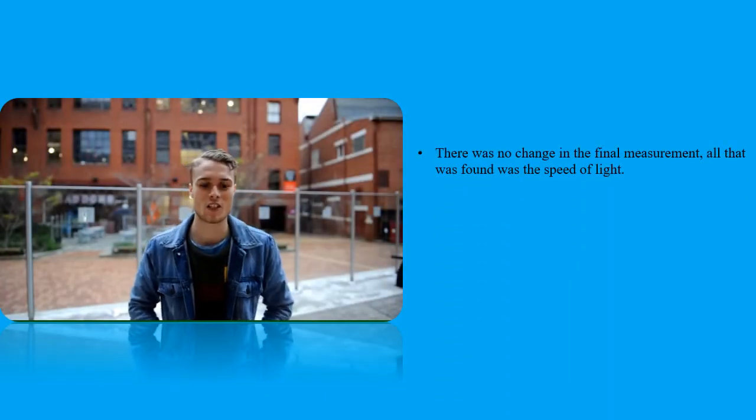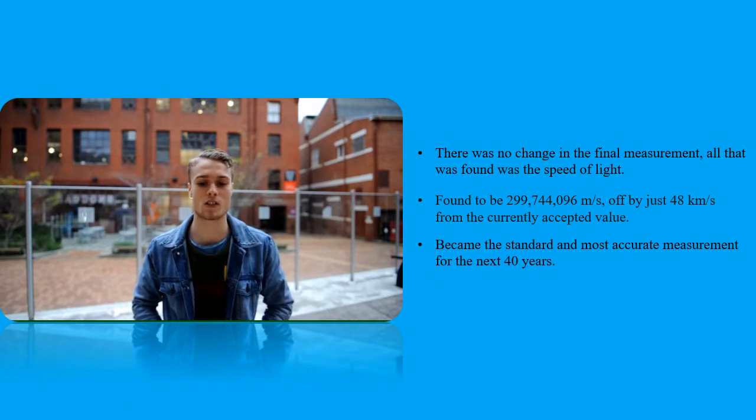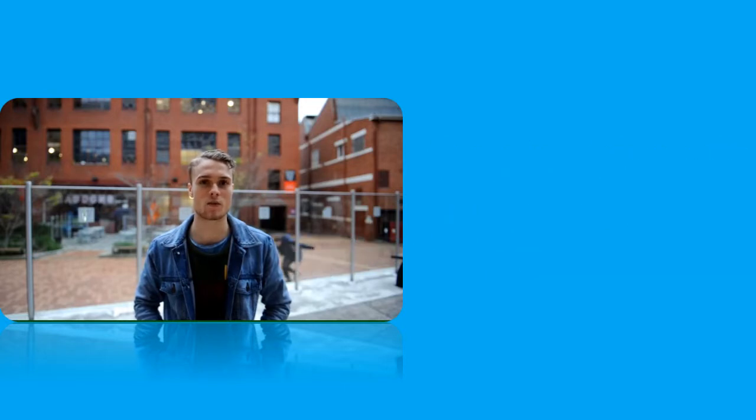As there was no change in the final measurement, all that was found was c, which is calculated to be around 298 million meters per second. The value found was only 48 kilometers per second less than the exact value used today. The experiment was so accurate that, although it wasn't attempting to ascertain that value, its result became the standard and most accurate measurement for the next 40 years.